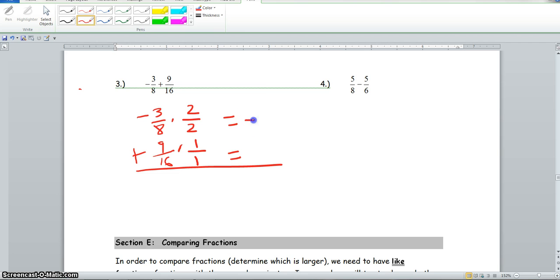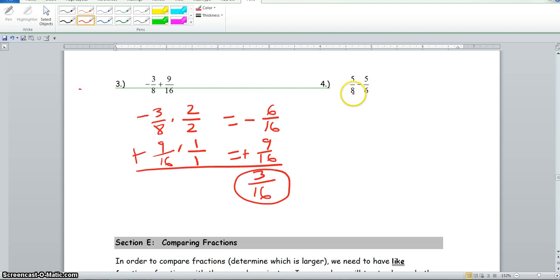So now we know this is going to be negative. 8 times 2 is 16, and 3 times 2 is 6. And then 16 times 1 is 16, and 9 times 1 is 9. Negative 6 over 16 plus 9 over 16 is 3 over 16. And that is your final answer. Now we come here to number 4.